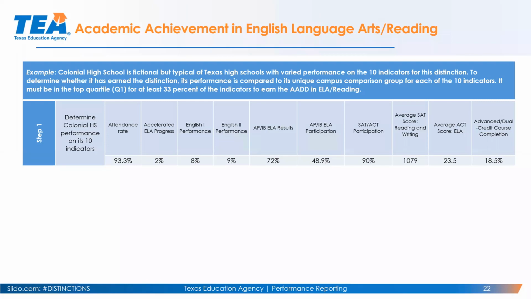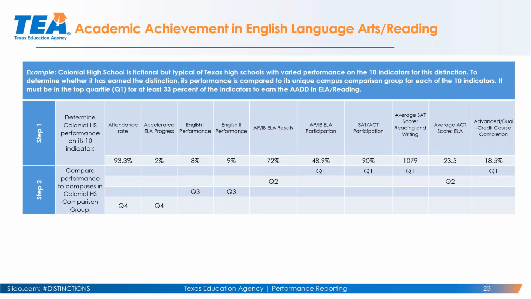We have 10 indicators with data available to be used for this distinction. For example, we have attendance rate data, we have English 1 performance, AP, IB, SAT participation, average SAT score, average ACT score. All of the available data that we have is displayed. So step one is we determine the performance at the high school on this particular campus on each of the indicators that we have. So our attendance rate for our example high school is 93.3. Our SAT participation rate for SAT ACT is 90%. Our average SAT score for reading and writing is 1079, and so on.